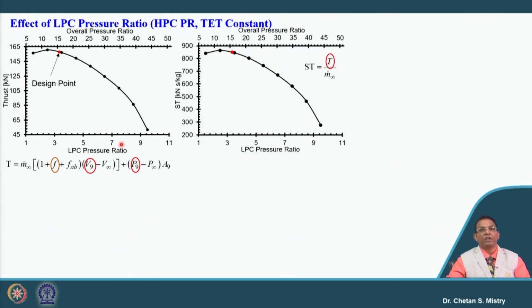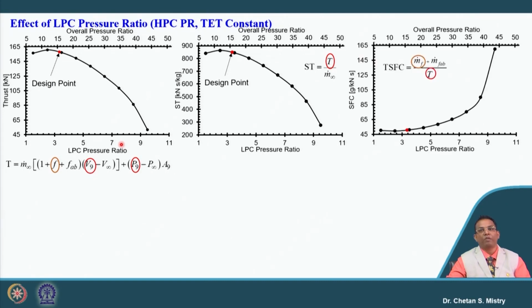The next parameter we have is my specific thrust. This specific thrust we are correlating in terms of thrust divided by m infinity, where m infinity is my entry mass flow rate. Since my thrust is reducing, my specific thrust is also going to be reduced.